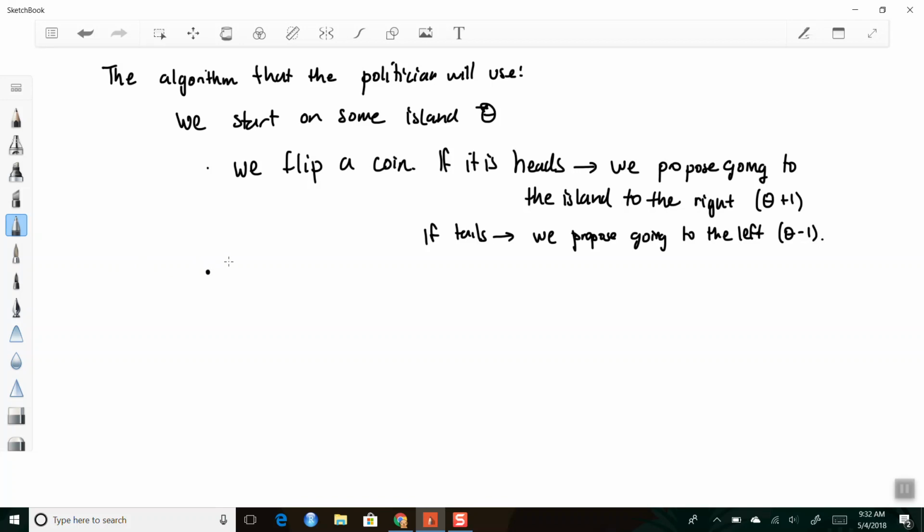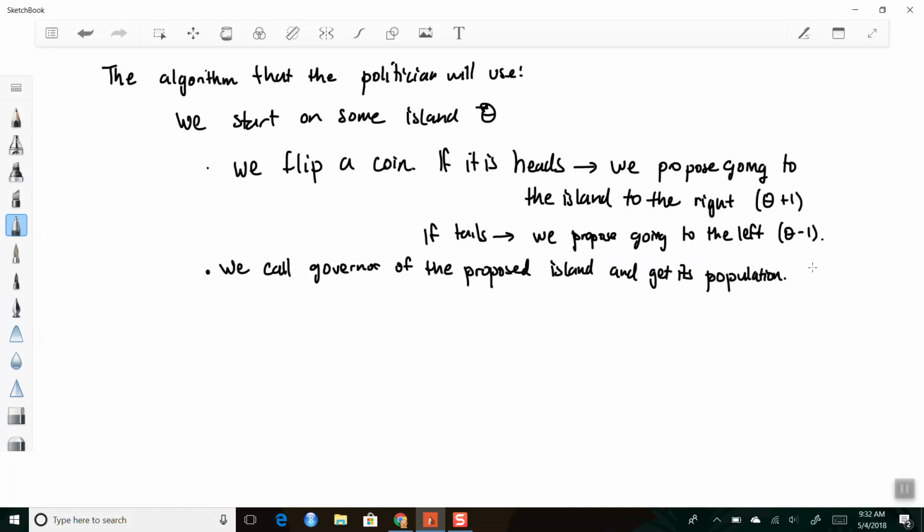So this is proposing. Then we call the mayor of the proposed island, or governor, or whatever, and get its population. And we compare this to the population of the island that we're on now.